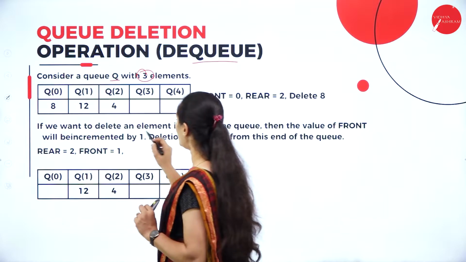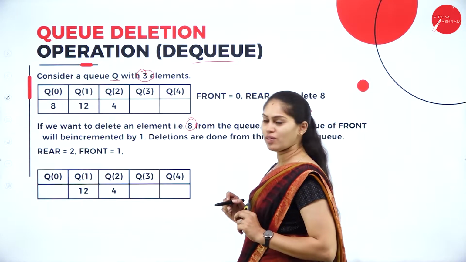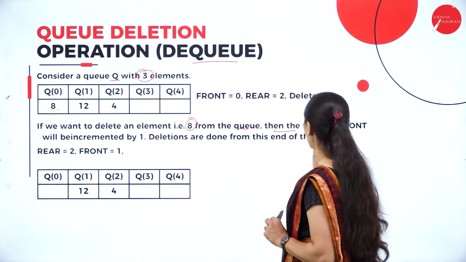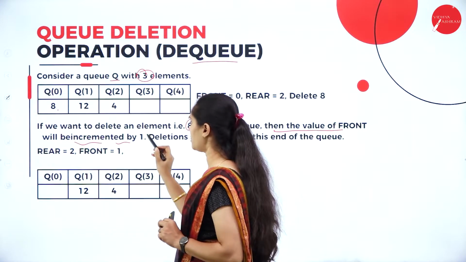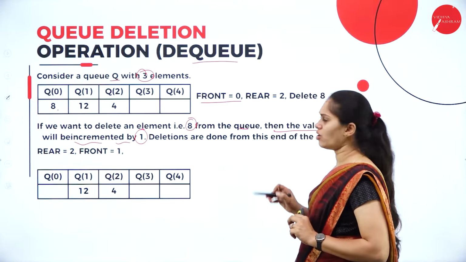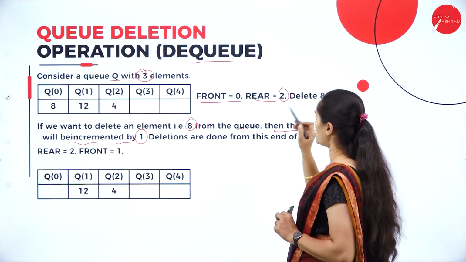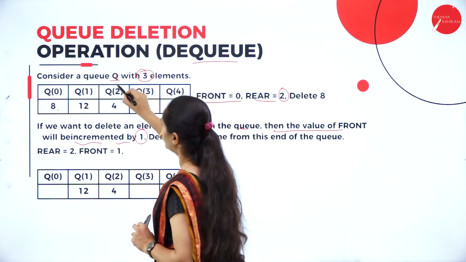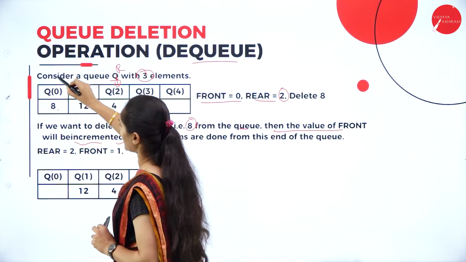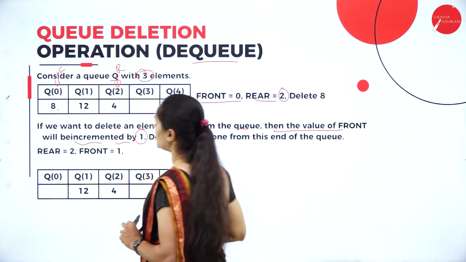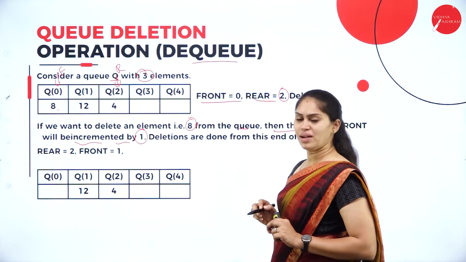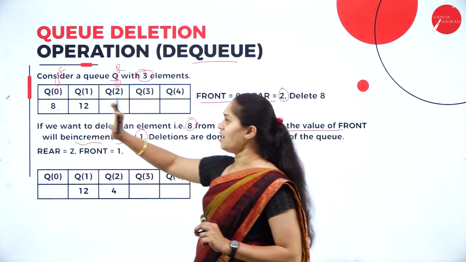And I wanted to delete an element called 8. So, where do we have this 8? That is at the location 0, right? Then the value of front will be incremented by 1. Initially front was at 0 and rear was at position 2. So you can see here, for the insertion, rear will be at the second position and front is at the 0th position.